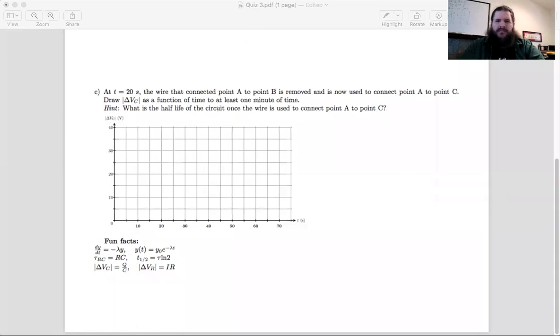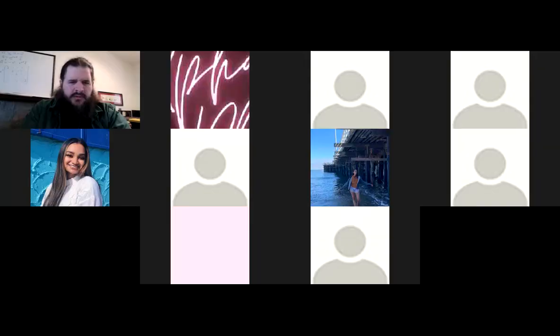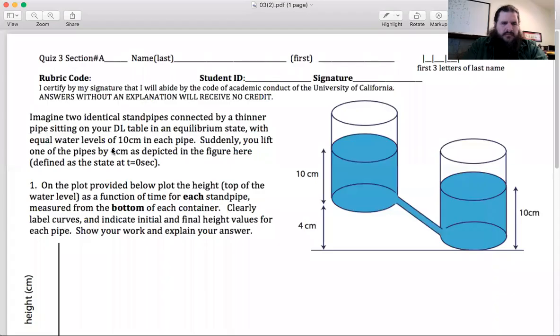Let's try this one. Can you see this one all right? With the two tanks of water. So we've got these two identical tanks of water connected by a thinner pipe, and one of them is raised up by 4 centimeters. I don't see the question. Is this not showing up? I just see the part C at t equals the same graph as before, except there's nothing on there. Oh, it's still showing the same as the question, just without the rating. Is that all right? Yeah. Okay.